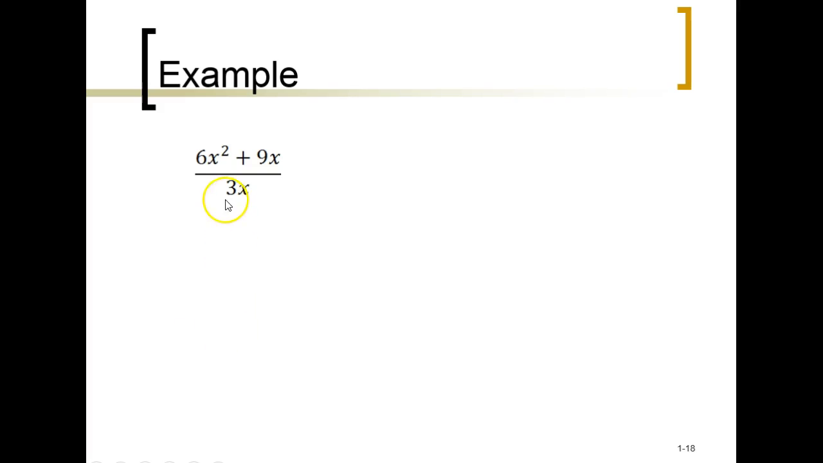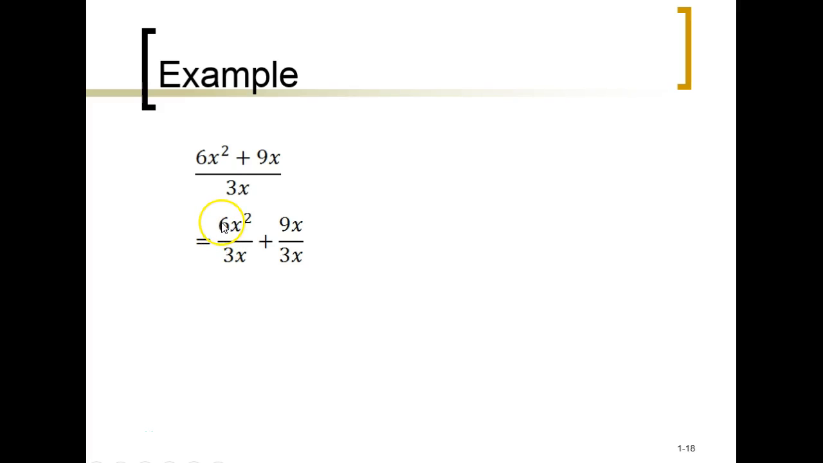Here we go. What we're going to do now is see that we've got a multinomial, in this case a binomial, divided by a monomial. And I want to separate these two into two separate fractions, 6x squared over 3x and 9x over 3x. So this is how it looks. Now we just deal with this part and this part individually. And remember the laws of exponents for division.